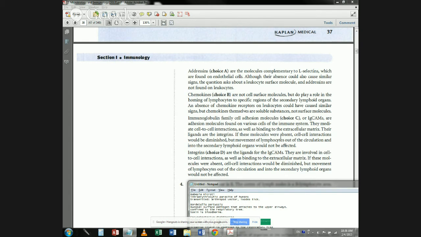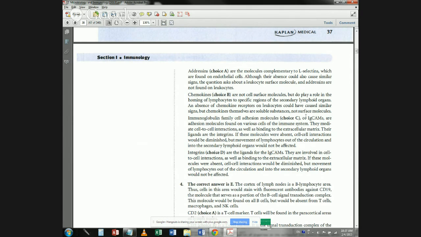If these molecules were absent, cell-to-cell interactions would be diminished, but movement of lymphocytes out of circulation and into secondary lymphoid organs would not be affected. I think these are the ones that allow the neutrophils to enter the tissues, or macrophages? I think it's neutrophils. Okay, so that's important to know. I should probably highlight that because I don't see that.